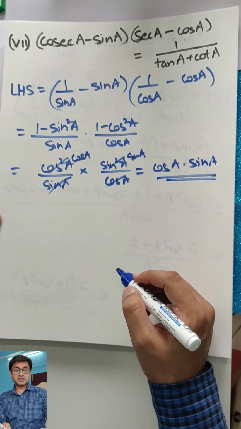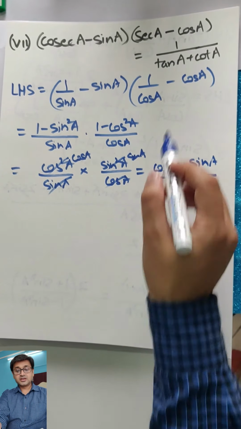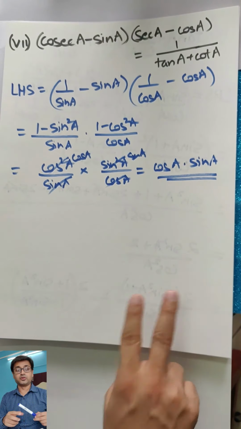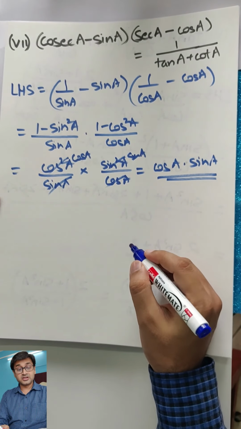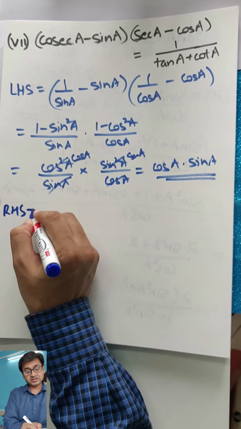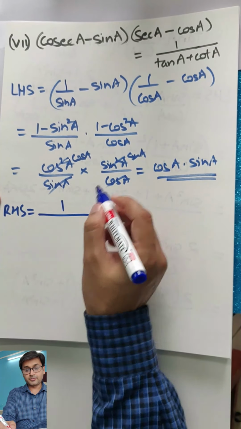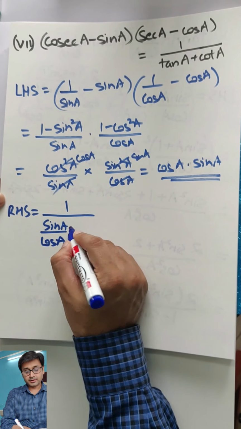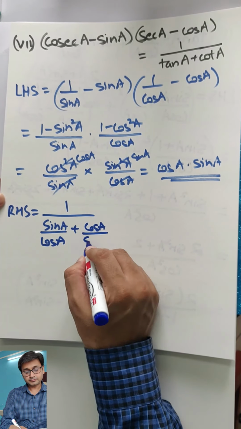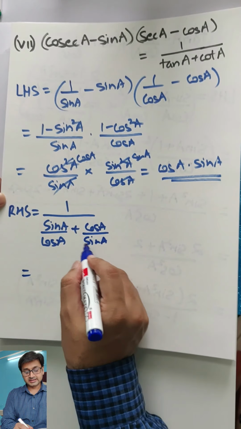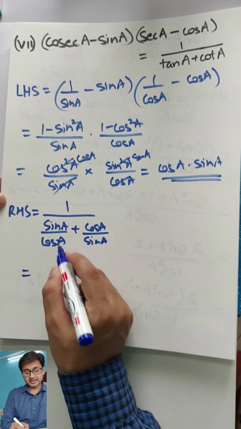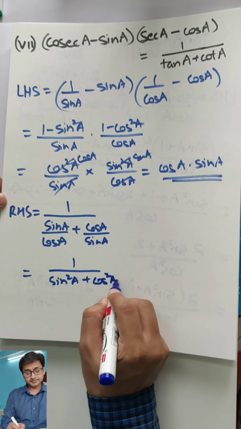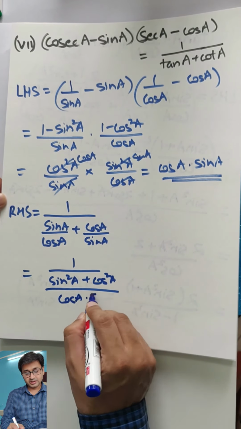This is my LHS. Now take the RHS, solve this also by converting into sin cos, and get the same thing there, and then you can say therefore LHS is equal to RHS. So let's try the RHS. 1 upon tan is sin A upon cos A plus cos A upon sin A. So what do I get next? Taking the LCM, I get sin square A plus cos square A upon cos A into sin A.